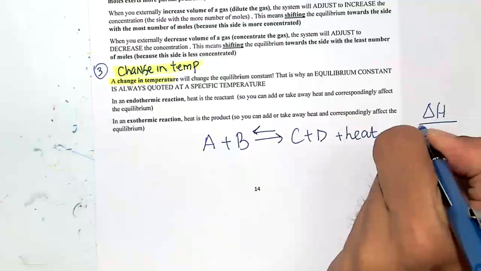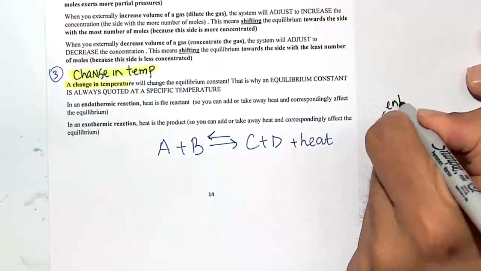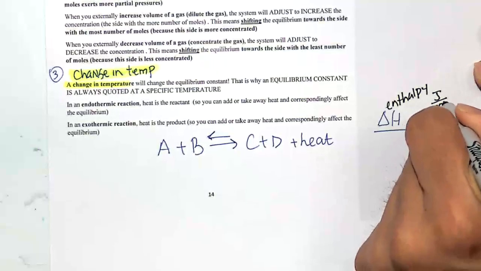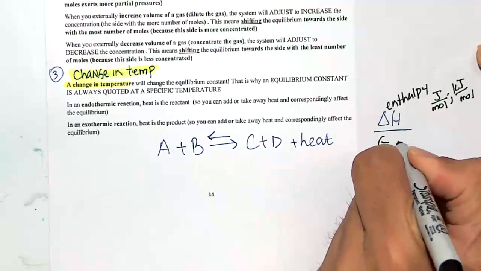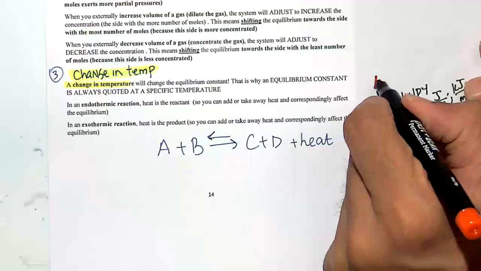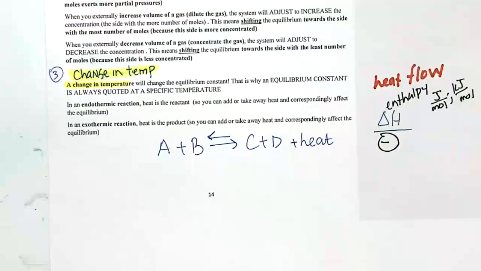And this idea known as enthalpy, do you remember enthalpy? Okay, the enthalpy, which is the heat flow of a reaction, is usually in joules per mole or kilojoules per mole. Enthalpy means heat flow. This is not thermodynamics, this is Le Chatelier's principle, but enthalpy tells us whether a reaction will be exothermic or endothermic.